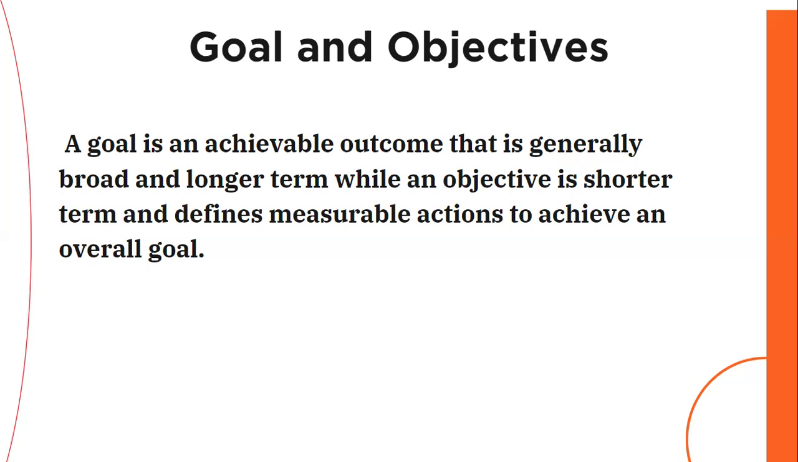Now, learning objectives are specific statements that describe what students will be able to do at the end of a lesson. They are detailed and precise. Number two, objectives are short-term and focus on what will be achieved within a single lesson or a few lessons. They break the broader goals into manageable parts. Number three, objectives are measurable and observable. They are designed to be assessed and evaluated to determine if students have achieved them.